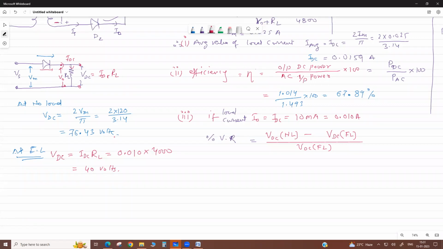So see, why this difference? At no load, there is generally no drop across the diode. At no load, why is this output terminal voltage high? Because there is no drop in the diode resistance during conduction, though the diode resistance is also 800 ohm. But at full load, the current is there, there is a drop, and we get a reduced voltage. The input average value is what we get as output at no load, but here it is 40. Therefore, we calculate this voltage regulation.